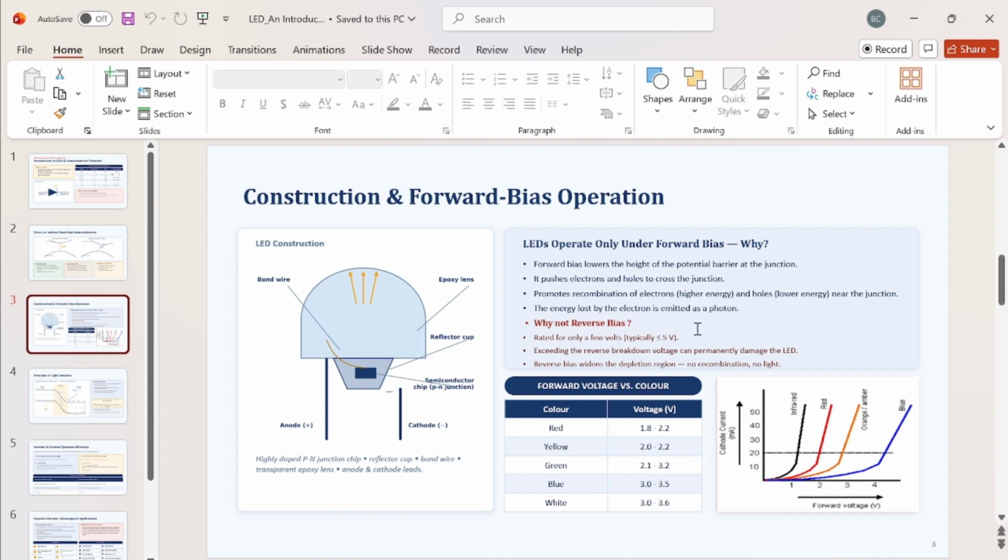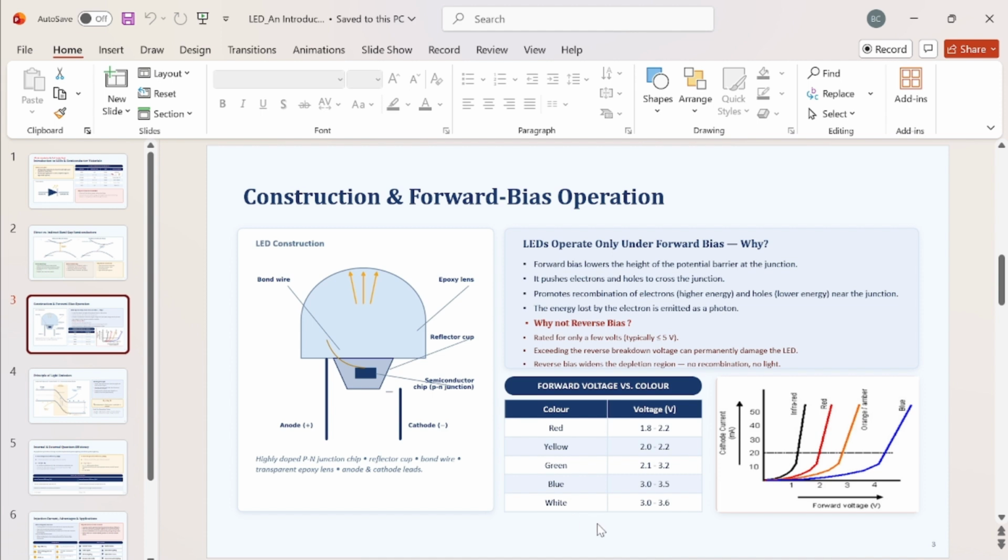Now reverse bias cannot be used because under reverse bias the diode has a chance of getting damaged if the voltage exceeds the reverse breakdown voltage of the diode. And secondly, the reverse bias will not allow the carriers to cross the junction, rather it will make them move away from the junction, so there will be no recombination and hence no light emission.